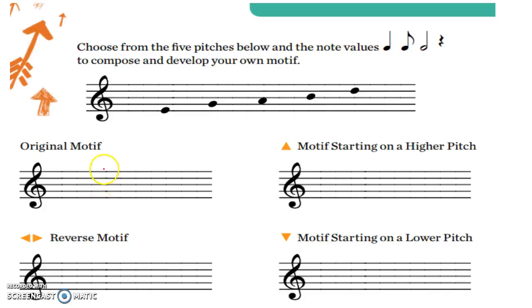Okay, friends, here we are on page 35 of your link-up book. The directions say, choose from the 5 pitches below and the note values to compose and develop your own motif. So here are some of the notes you might want to think about using. Quarter note, eighth notes, although usually when we draw our eighth notes, we draw 2 together, which I recommend. Half note and a quarter rest.